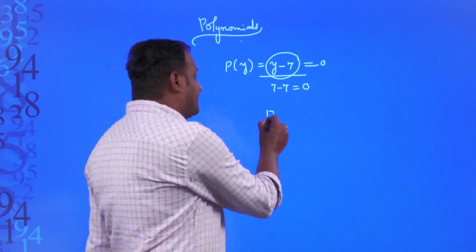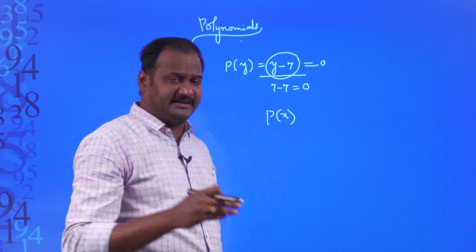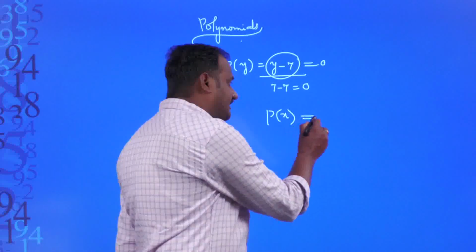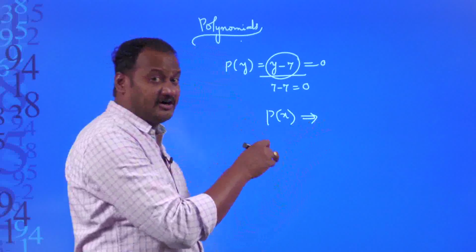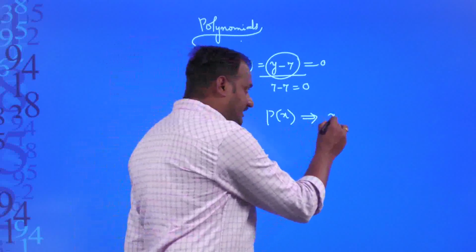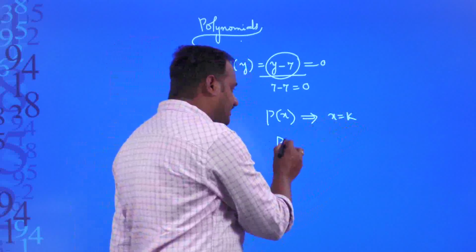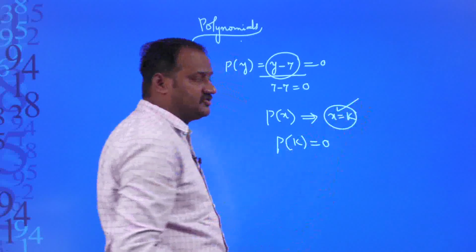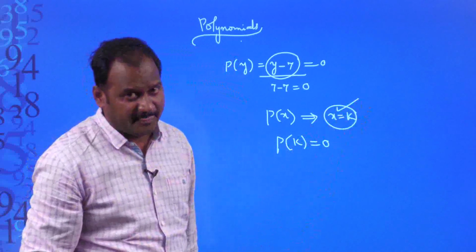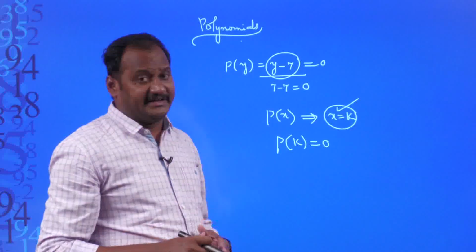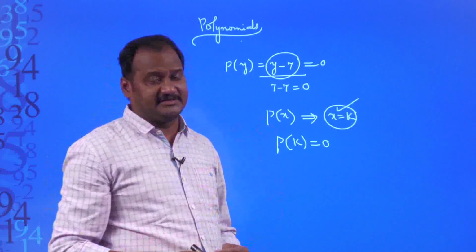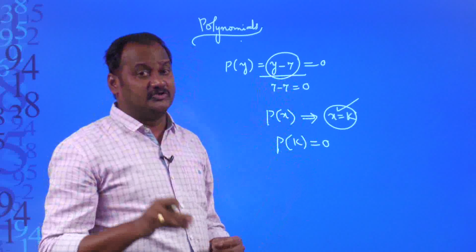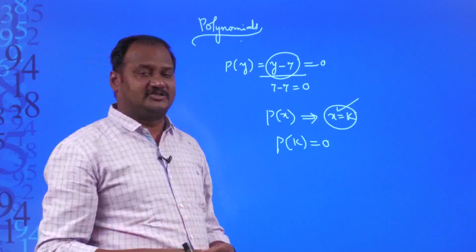Let us consider p of x is a polynomial, either it is first degree, second degree, third degree, fourth degree, whatever it is. For what value of the variable? For example, when x is equal to k, if p of k is going to be 0, then the value of x is equal to k is said to be 0 of the polynomial. In understanding a better way, the 0 of a polynomial means for what value of the variable the entire polynomial will become 0, those value or values of the variable are said to be zeros of the polynomial.